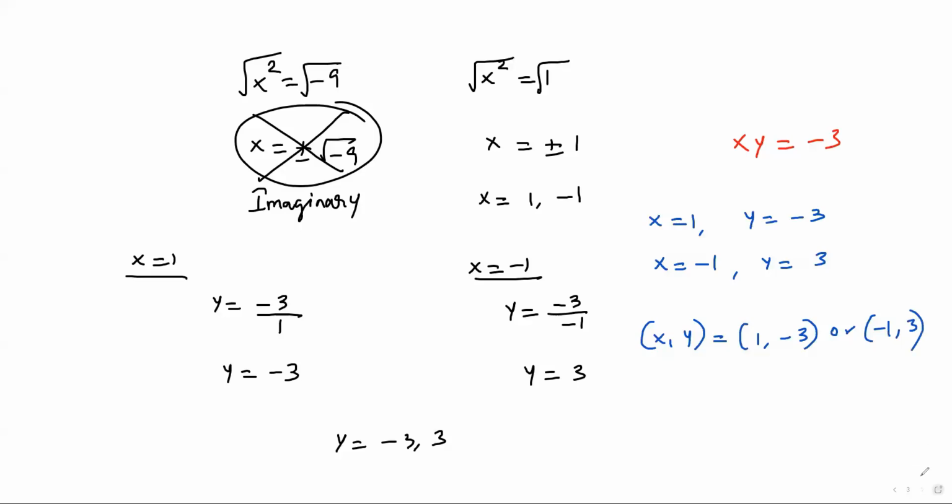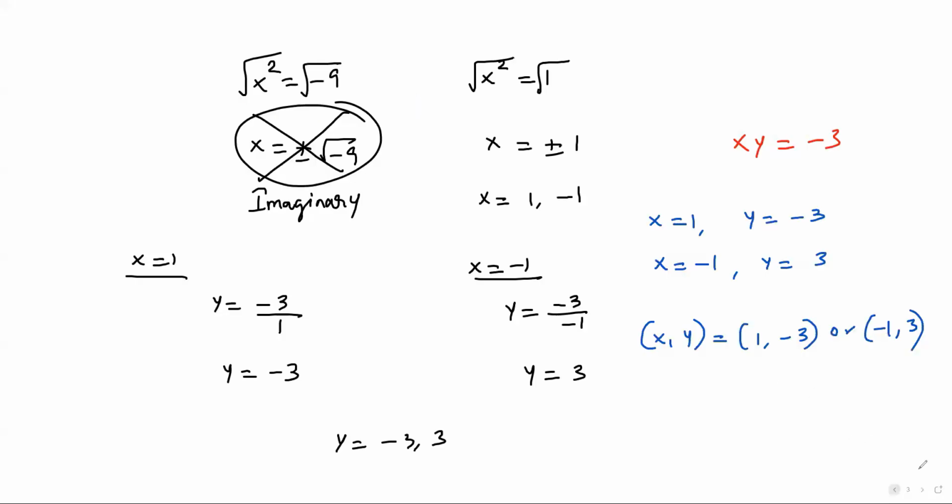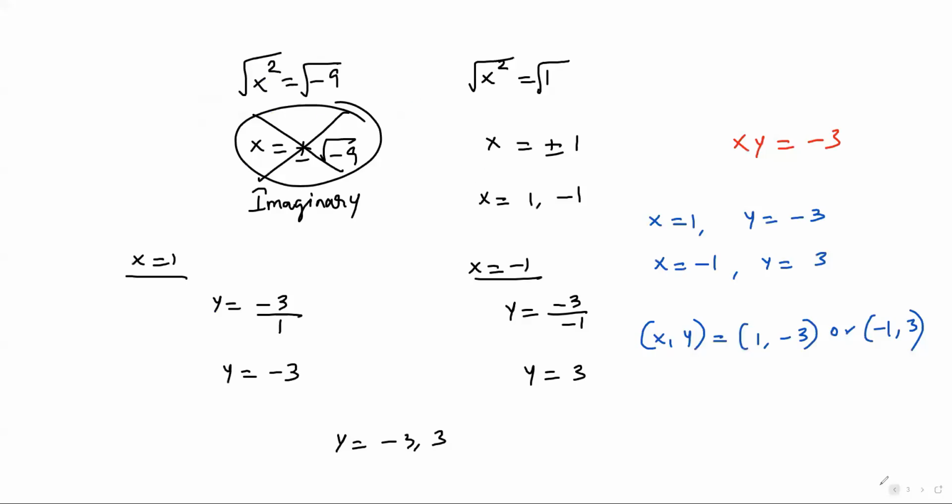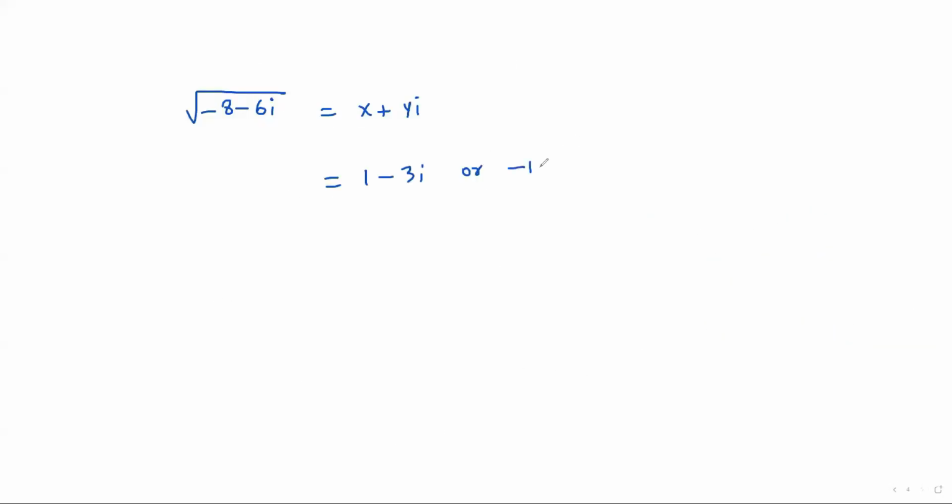Okay, now let's write the square root of the given complex number. It is the square root of negative 8 minus 6i, which is equal to x plus yi. We got x is equal to 1 and y is equal to negative 3, so 1 minus 3i, or x is equal to negative 1 and y is equal to 3, so negative 1 plus 3i. So the square root of the complex number negative 8 minus 6i is equal to 1 minus 3i or negative 1 plus 3i.